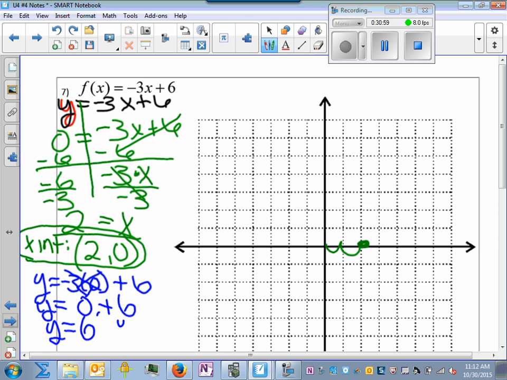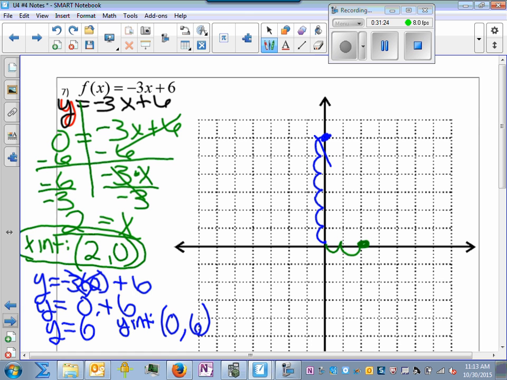And my intercept is going to be 0, comma 6. So I'm going to go to my origin again, and it's positive, and I'm doing my y-axis, so I go up and down, and it's positive, so I go up, so I go 1, 2, 3, 4, 5, 6, and plot my point.